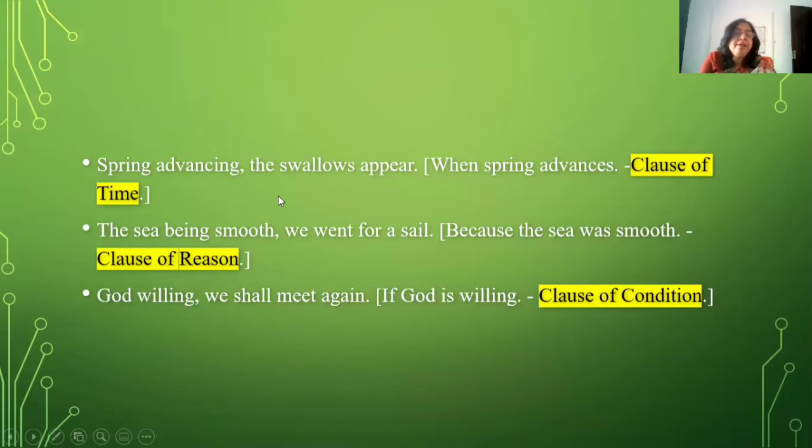Like here, spring advancing, the swallows appeared. It means when spring advances, and this clause, when spring advances, is the clause of time. Next is, the sea being smooth, we went for a sail. Now, because the sea was smooth, this portion is the clause of reason. God willing, we shall meet again. So if God is willing, this portion is the clause of condition.